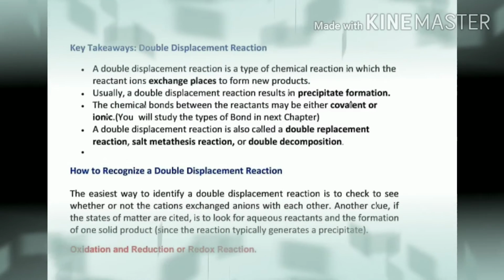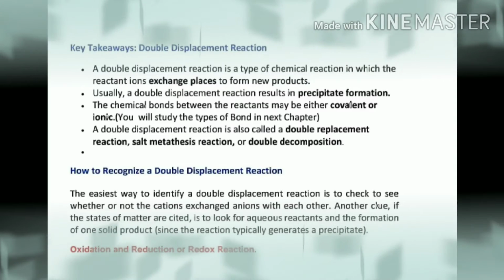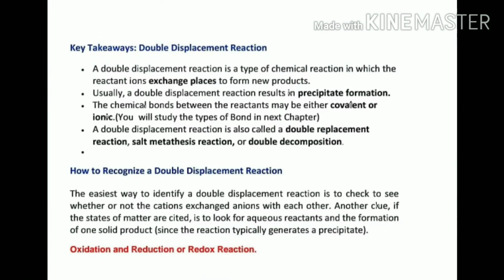Now see a few more things about a double displacement reaction. A double displacement reaction is a type of chemical reaction in which reactant ions exchange places to form new products. Usually, a double displacement reaction results in precipitate formation. The chemical bond between the reactants may be either covalent or ionic. A double displacement reaction is also called a double replacement reaction, salt metathesis reaction, or a double composition reaction.